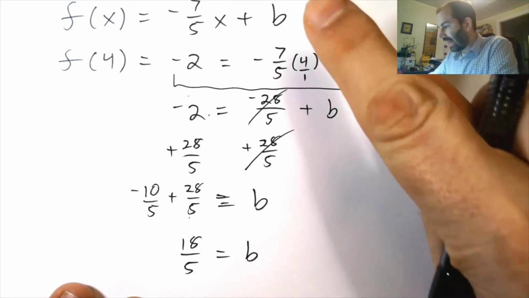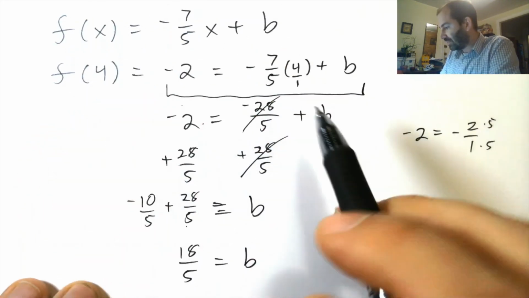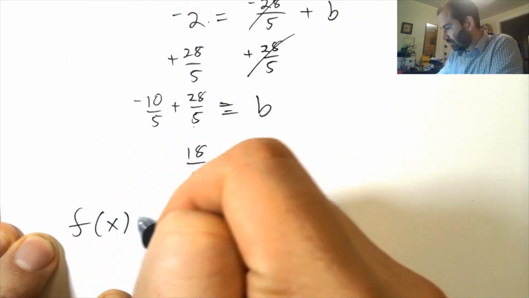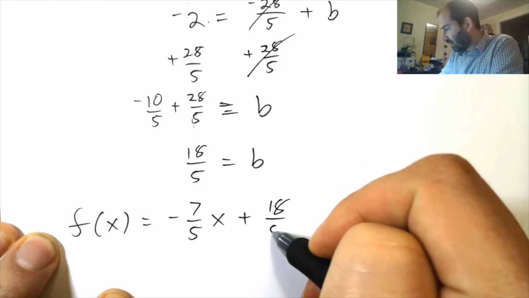Okay, so that's the only thing we needed to know here. So now I've got my function. f of x equals mx plus b.